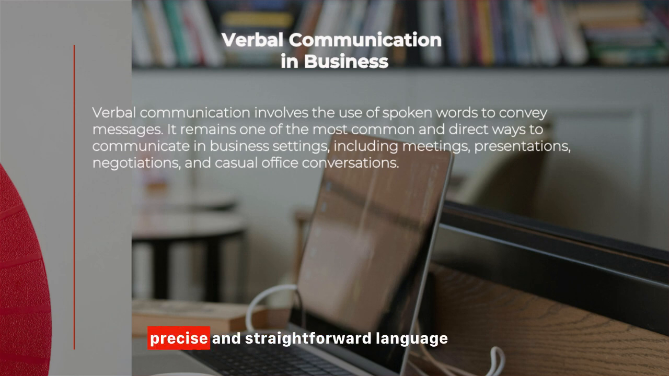Key aspects of verbal communication. Clarity: choosing precise and straightforward language to avoid ambiguity. Tone: the emotional quality or attitude behind the words, which can express enthusiasm, concern, anger, or indifference. Pitch and volume: variations can emphasize points or convey urgency and confidence. Pace: speaking too fast may confuse listeners, while too slow may lose their attention. Vocabulary: use of professional jargon should be appropriate for the audience to avoid confusion. Active listening: engaging with the speaker by giving feedback, asking questions, and paraphrasing to ensure understanding.